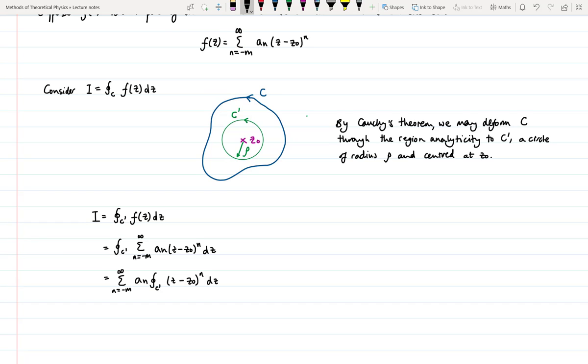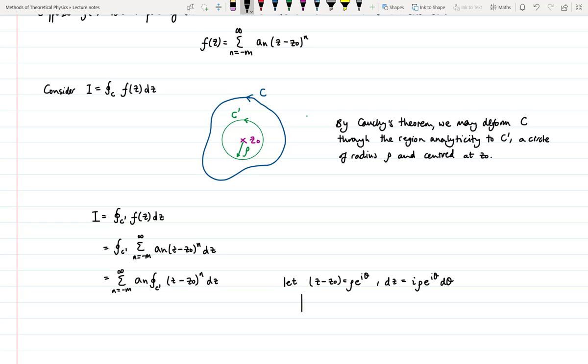Now in fact we encountered precisely this integral in the third video of topic 5. The way we approached it was we performed a substitution. We let z minus z0 be rewritten as rho e to the i theta, and this allowed us to rewrite the differential dz as i rho e to the i theta d theta.